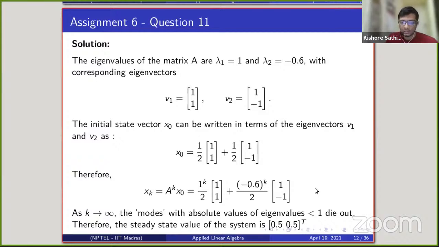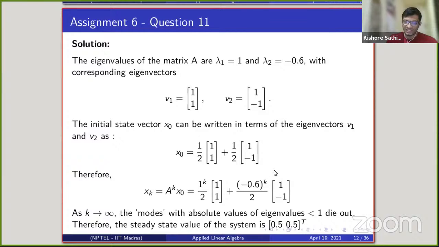We can see that the half terms will stay as they are, and the (1, 1) and (1, -1) stay as they are. The only thing that keeps getting multiplied is the eigenvalues 1 and minus 0.6. So we get half times 1 raised to k times (1, 1) plus minus 0.6 raised to k times half times (1, -1). And now this is xk. All we have to do is set k to infinity.